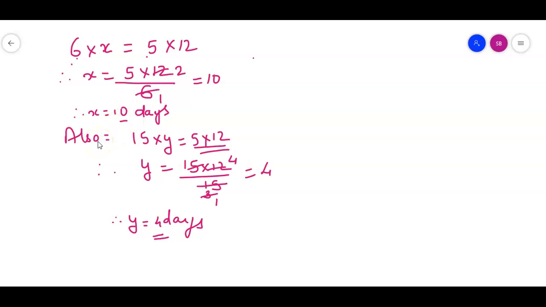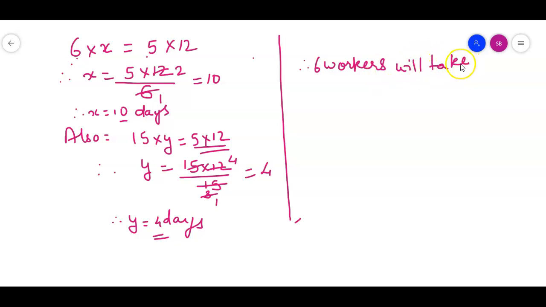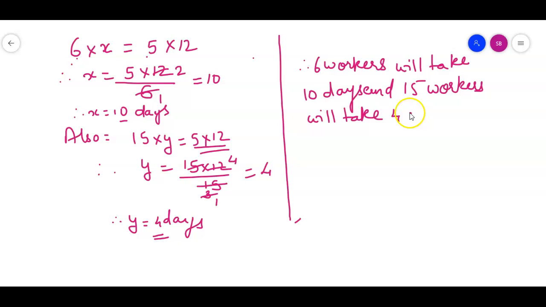So we can write the answer like this. Therefore, 6 workers will take 10 days and 15 workers will take 4 days to weed the field. So this is your answer.